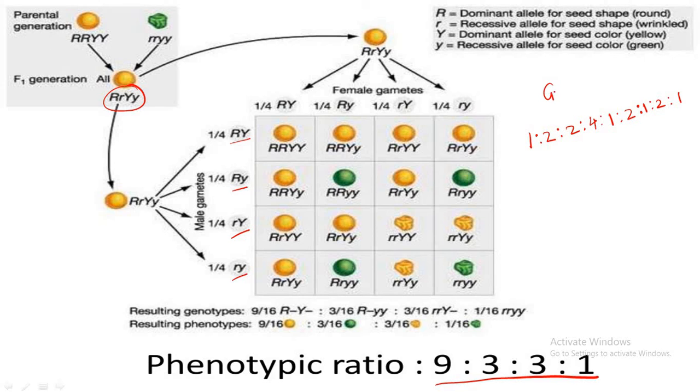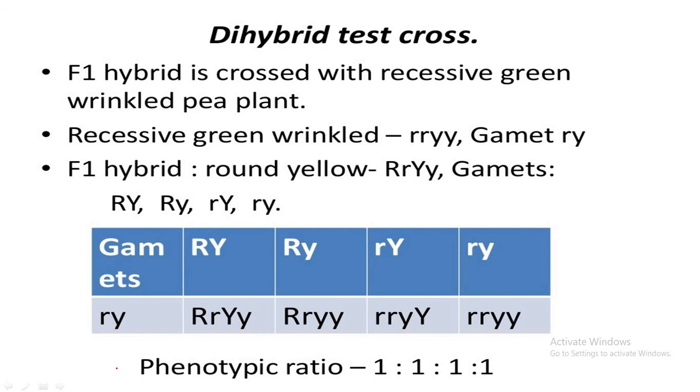This is the genotypic ratio. If you study the genotypes of the different seeds, you will find that they are in the ratio of 1:2:2:4:1:1:2:1:2:1. And the phenotypes are in the ratio of 9:3:3:1.